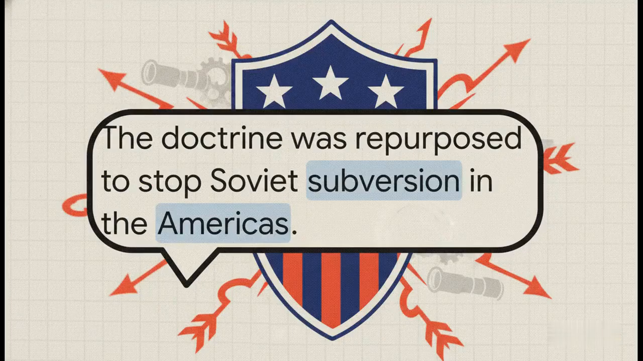Following the end of World War II, the geopolitical landscape totally fractured into this tense bipolar struggle between the United States and the Soviet Union. And guess what? The Monroe Doctrine mutated once again. This time, it was repurposed as an anti-communist shield.